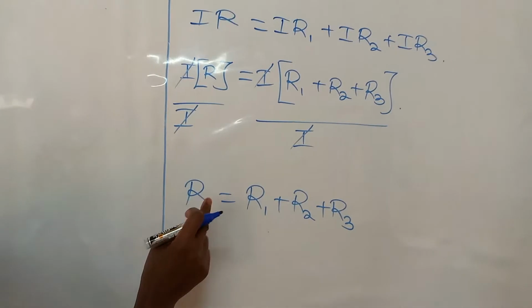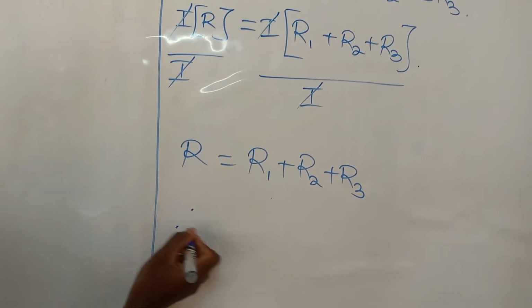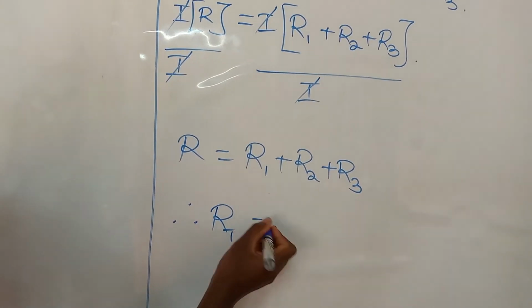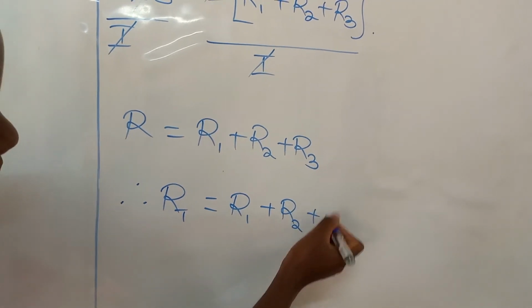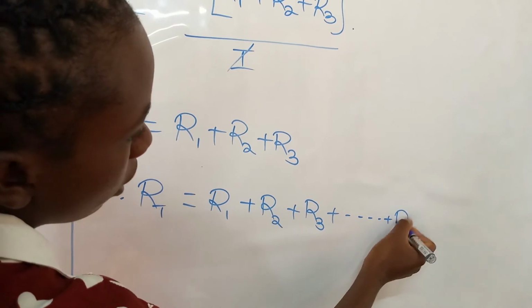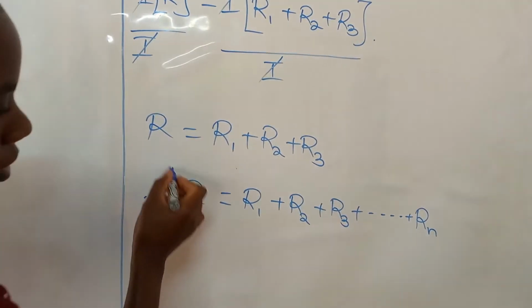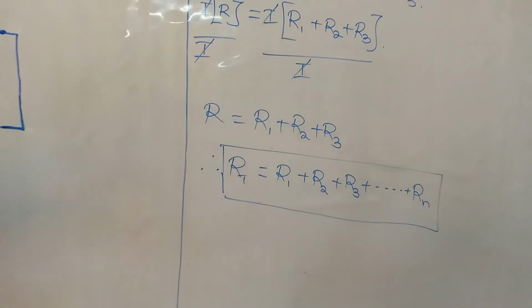This is now the circuit resistance, or the total resistance, which is given as RT is equal to R1 plus R2 plus R3 plus, you keep on adding up to the last resistance. That's our final expression.